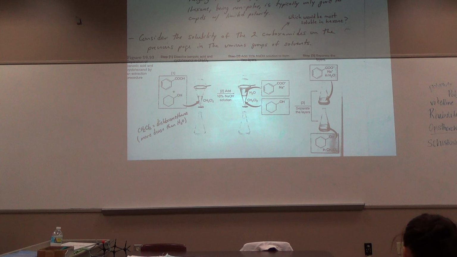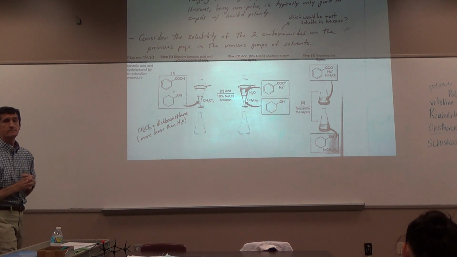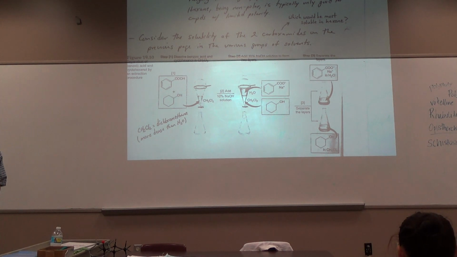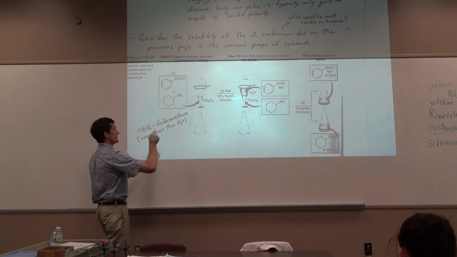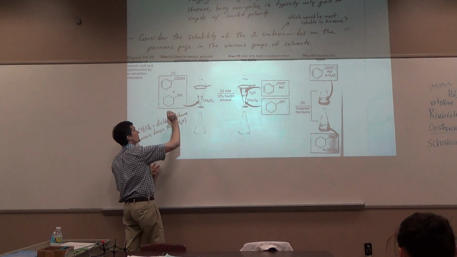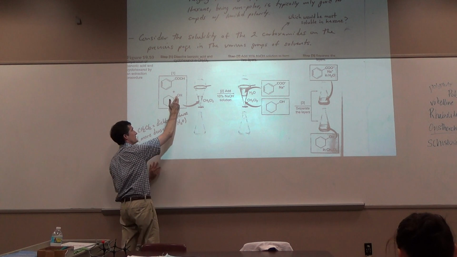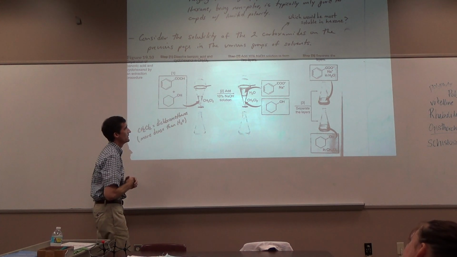Is this acidic? Well, you've got to know. You've got to start learning. The pKa of an alcohol is what? About 16, like water. It's not an acid. Okay? We treat this with sodium hydroxide. Sodium hydroxide will deprotonate the acid, but it will not deprotonate the alcohol.